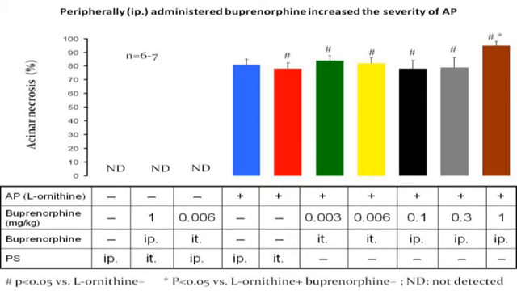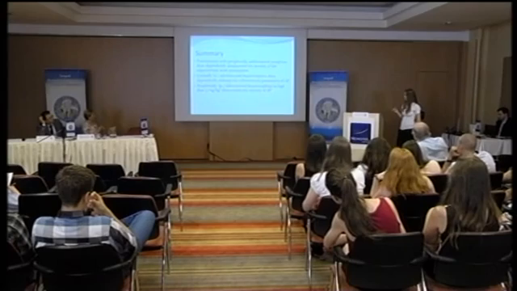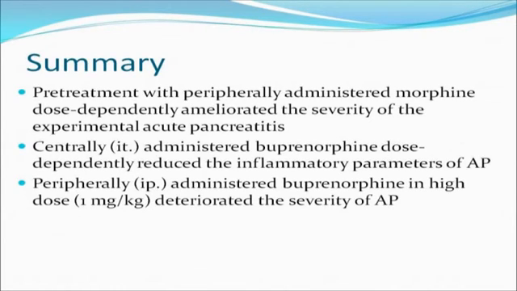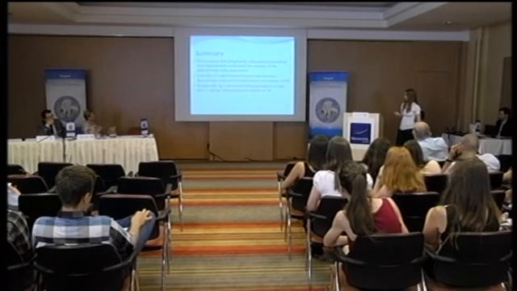Now, intrathecal and intraperitoneal administration of buprenorphine significantly increased the acinar necrosis. For summary, pretreatment with peripherally administered morphine dose-dependently ameliorated the severity of acute pancreatitis. Centrally administered buprenorphine dose-dependently reduced the inflammatory cell infiltration, and peripheral administration of buprenorphine in high dose deteriorated the severity of the disease.